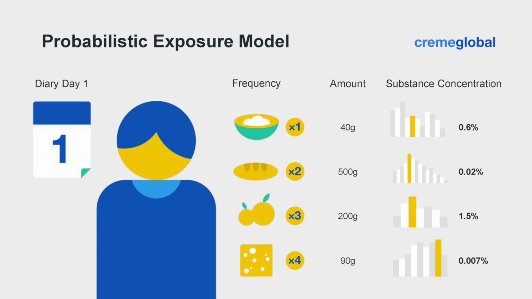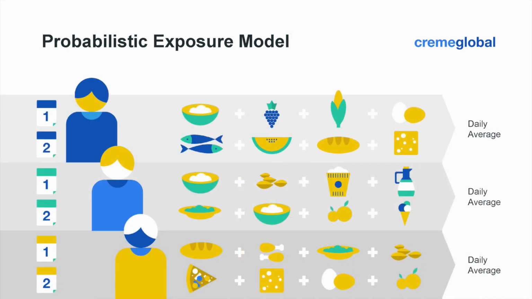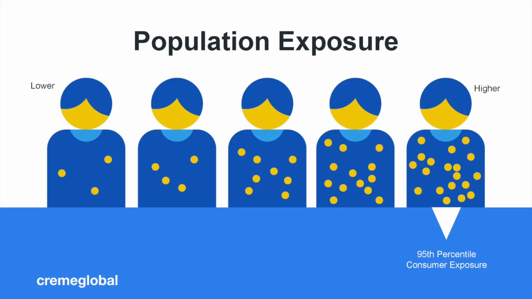Then we can multiply the amount by the concentration to get the amount of this contaminant or chemical that's eaten in each of the consumption events. This is done separately for each day and each subject in the consumption survey, which is very important because every person's eating habits are different. Then the daily average exposure is calculated individually for each subject. Finally, we can rank the subjects from the least to the most exposed consumers to get the full picture of the exposure levels in the population.